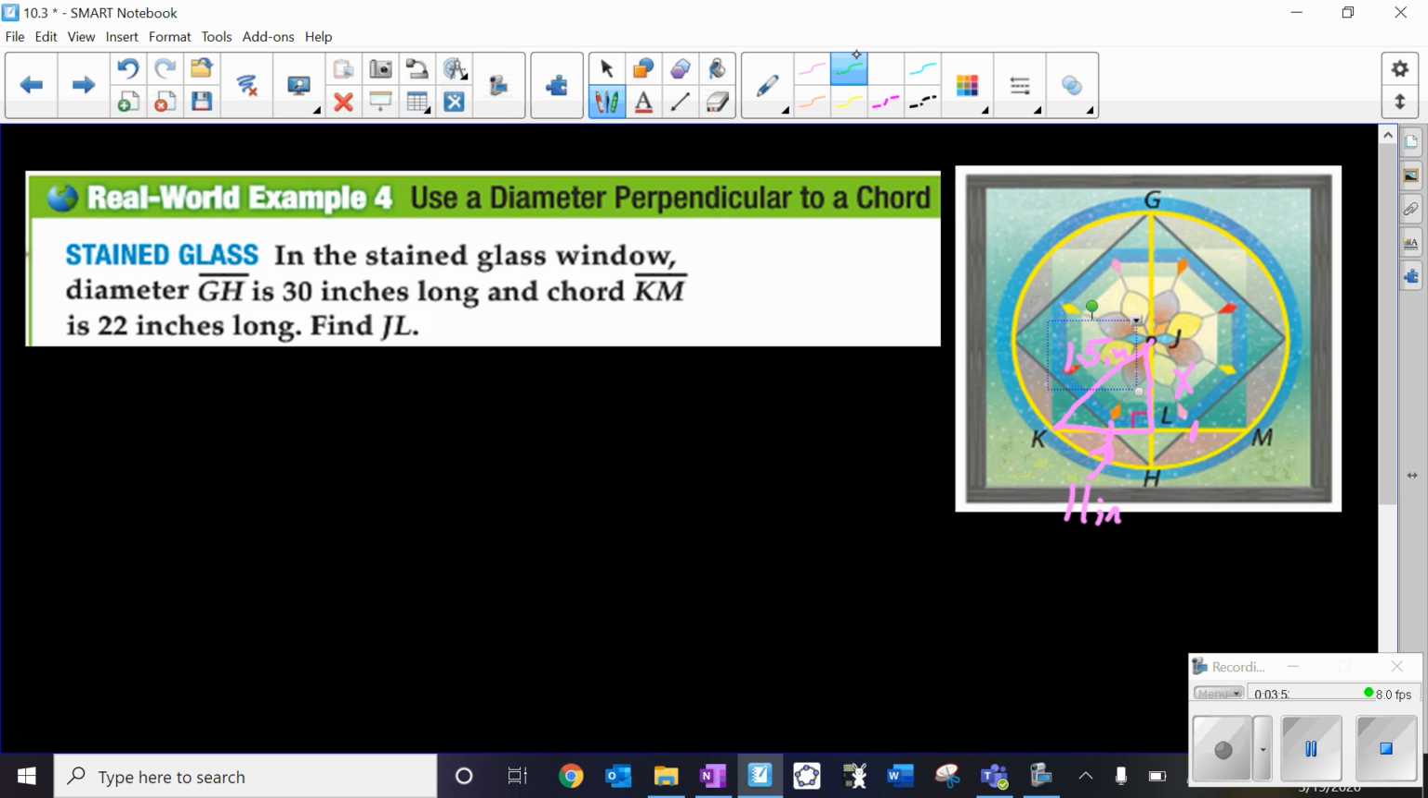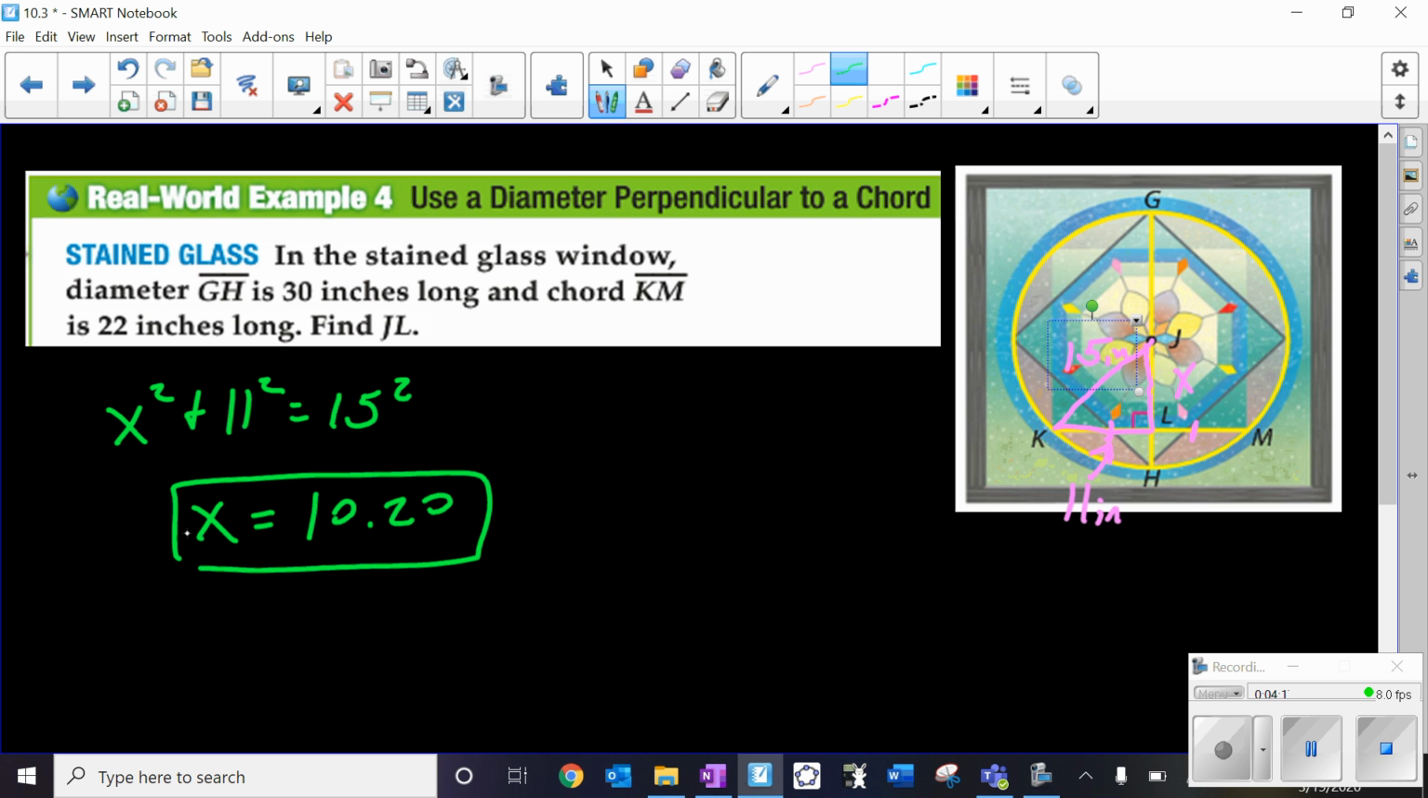And then we can use the Pythagorean theorem to actually solve this. So we're going to say x squared plus 11 squared equals 15 squared. We've solved plenty of these before. It does not say what to round this to, so we're just going to round it to the nearest hundredth. It would come out to x equaling 10.20 when you solve that.